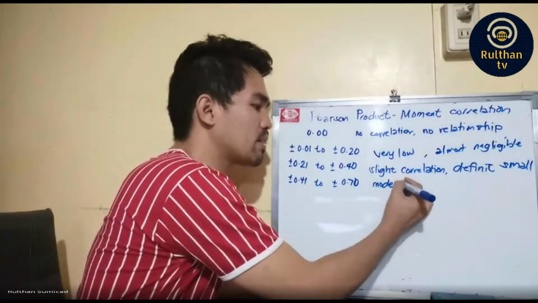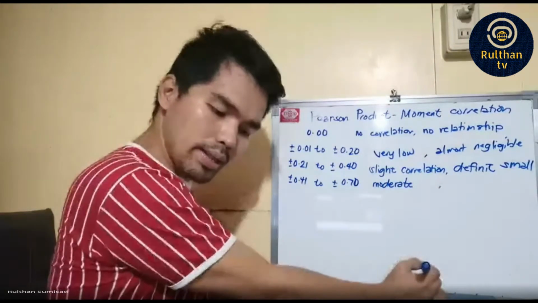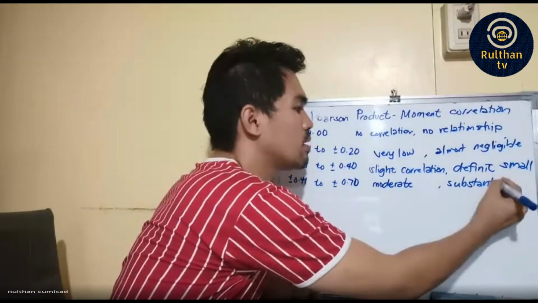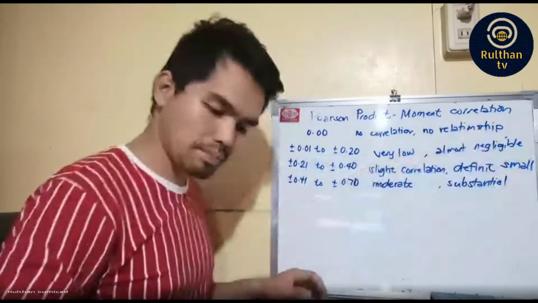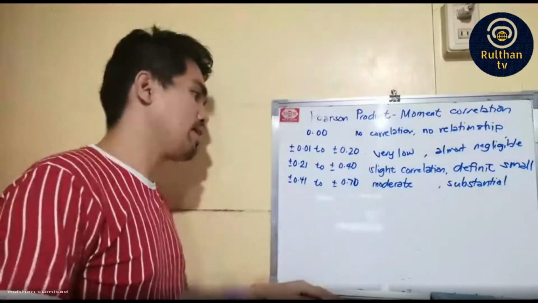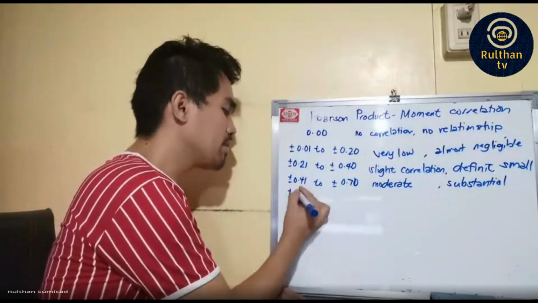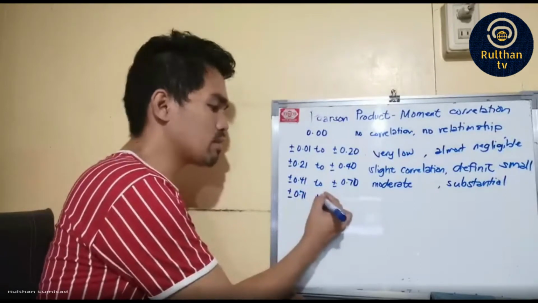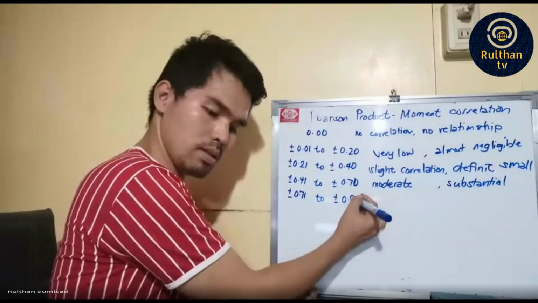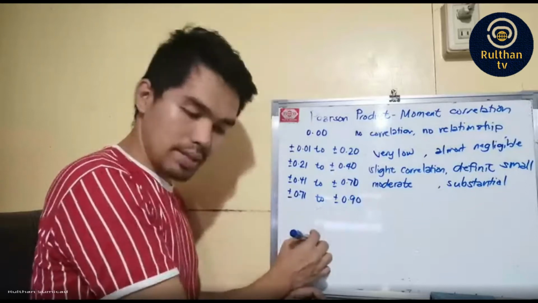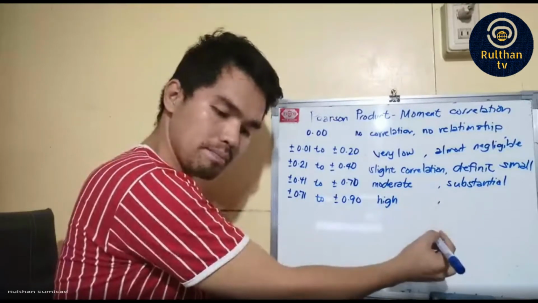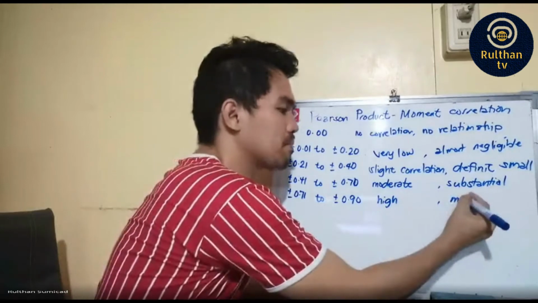moderate correlation with a substantial relationship. So moderate correlation, substantial relationship. Now, if we have positive, negative 0.71 going to positive, negative 0.90, this is now called high correlation with a marked relationship. Marked.